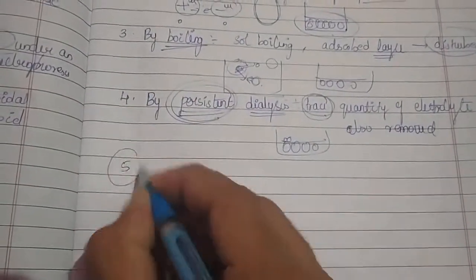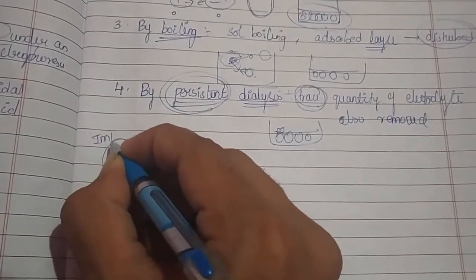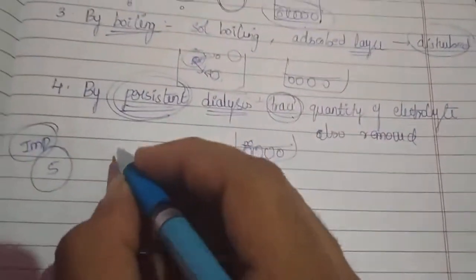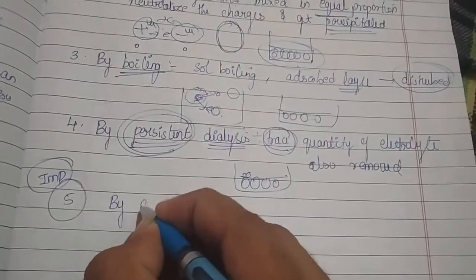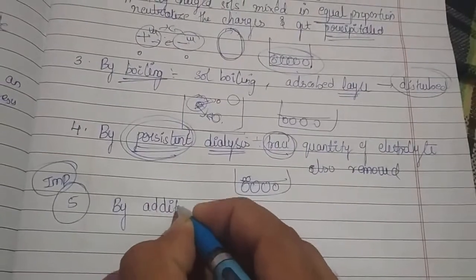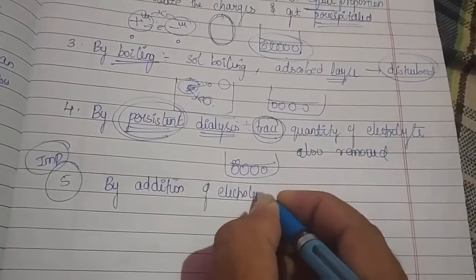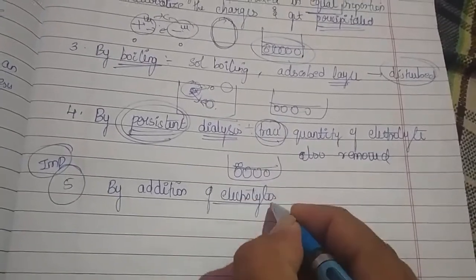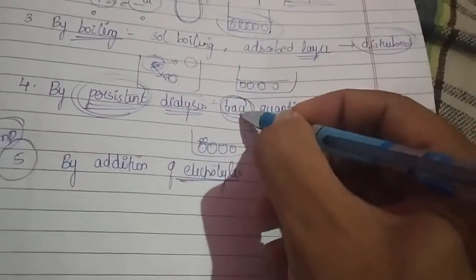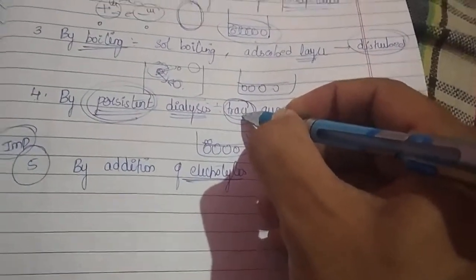Most important part, of course, we are going to read this concept once again through certain theoretical aspects. Okay, so very much important. Another method is by addition of your electrolytes. By addition of your electrolytes. Of course, a trace quantity of electrolytes is very much important for the stability of the colloid.